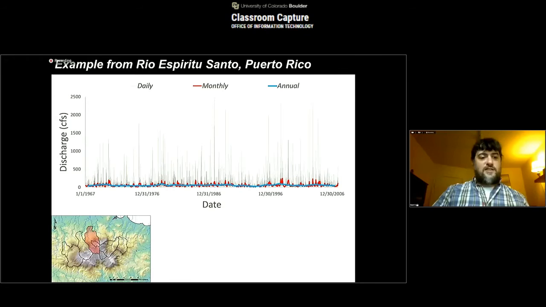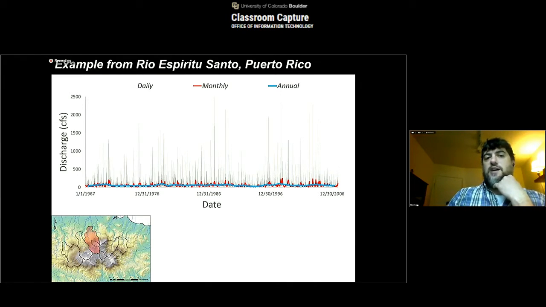To illustrate this, I just took a stream gauge from another river. This one's in Puerto Rico, so it's in the tropics. I like using it because it illustrates why it matters over what time scale or what time interval we look at when we're analyzing data. So this is just a time series from 1967 to 2006 on the Rio Espiritu Santo, which is basically a north draining watershed in the Luquillo Mountains in Puerto Rico, which is the highest topography in Puerto Rico. It's in the northeast corner of the territory.